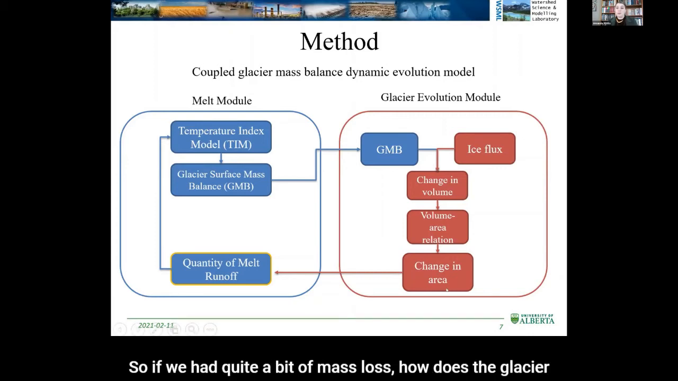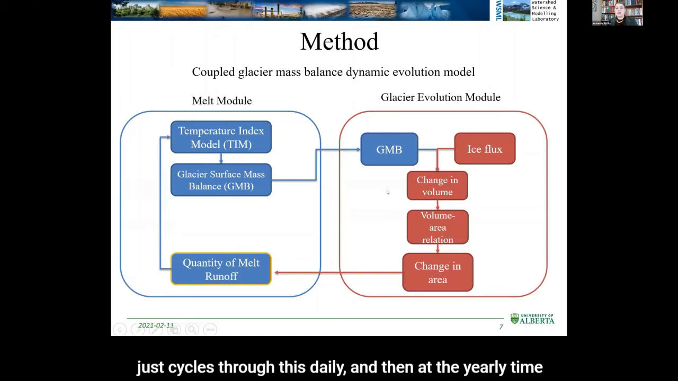So if we had quite a bit of mass loss, how does the glacier respond in its new area in the landscape? That new area also tells you the quantity of melt runoff. So if we had a loss of mass, this new area, the inverse of that is the melt runoff. And then that becomes an input into the next year if you are running for multiple years. So we have a new area, a new amount of mass then goes in, and it just cycles through this daily and then at the yearly time scale for as many years as you wish to run the model.